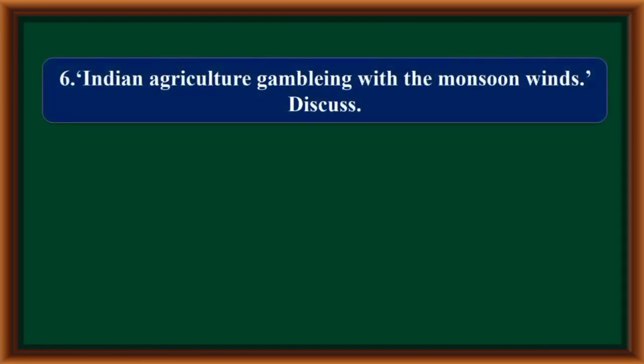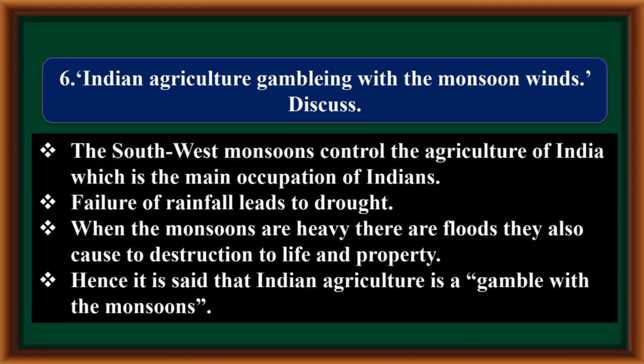Indian agriculture is a gamble with the monsoon winds. Discuss. The southwest monsoons control the agriculture of India, which is the main occupation of Indians. Failure of rainfall leads to drought. When the monsoons are heavy, there are floods. They also cause destruction to life and property. Hence, it is said that Indian agriculture is a gamble with the monsoons.